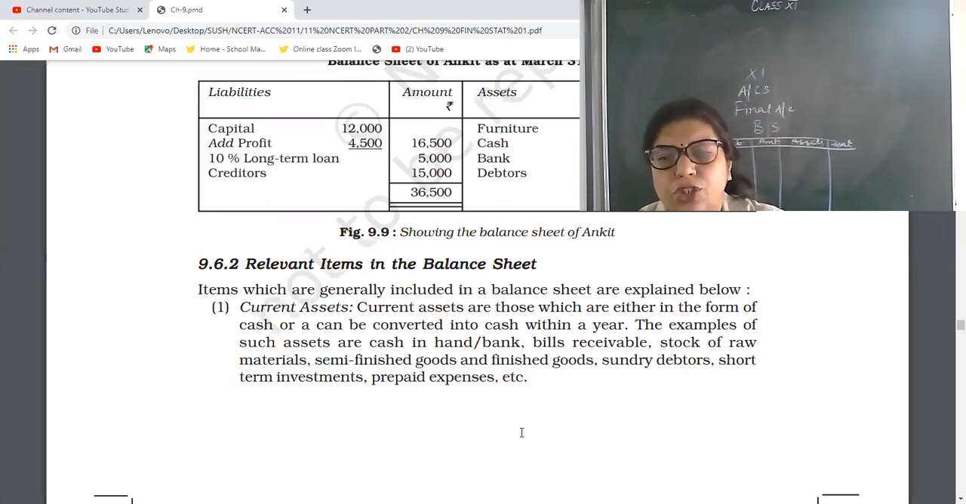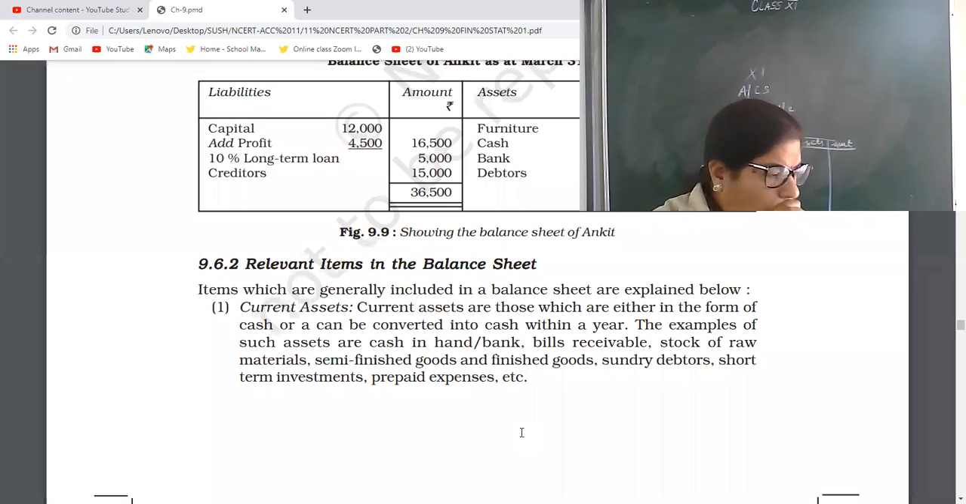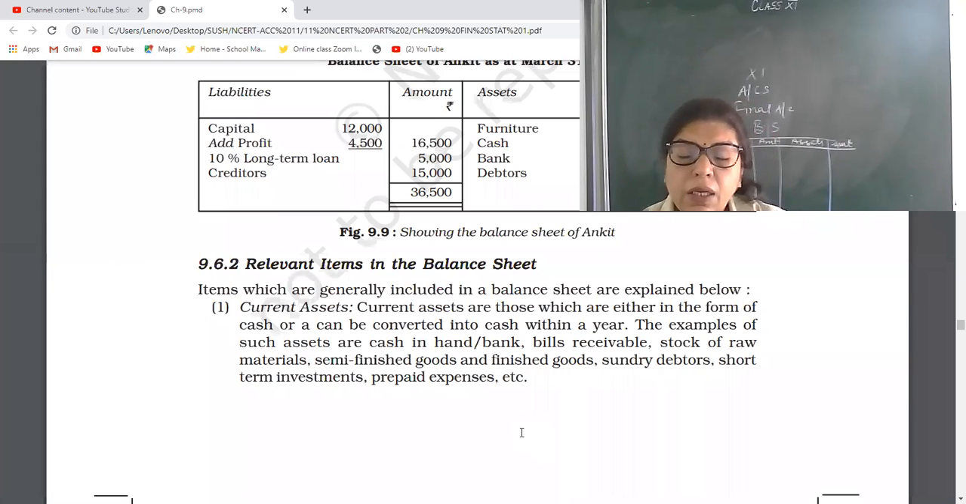Within a year, 12 months, like cash in hand, cash at bank, bills receivable, stock of raw material, semi-finished goods, finished goods, debtors, short-term investment. Short-term investment means those investments whose maturity period will be up to 12 months, prepaid expenses, etc.